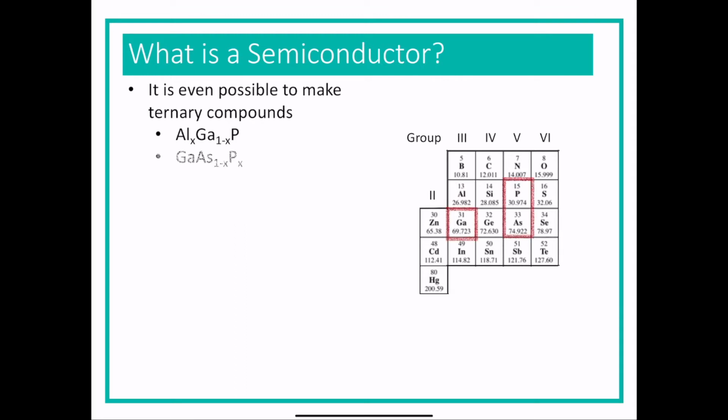You can also make a compound where group 5 is split up, and you have just gallium, and then you have arsenic and phosphide, and those two are combined so that they make a compound that comes out equal. Even further, we can make 4.